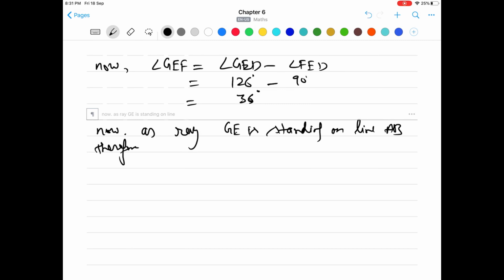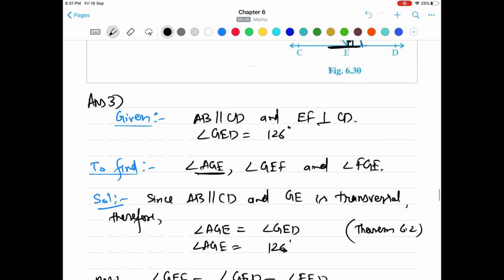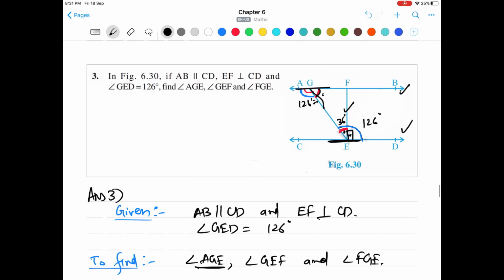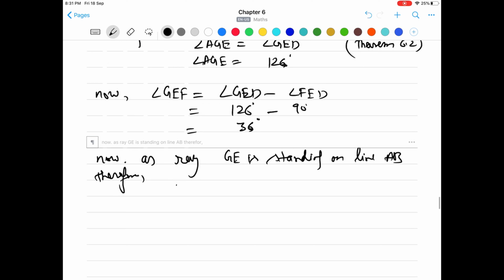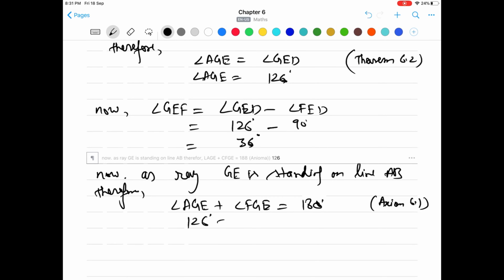Therefore, the sum of the two angles so formed, which are angle AGE and FGE, angle AGE plus angle FGE has to be equal to 180 degree. This is axiom 6.1, that if a ray stands on a line, then the sum of the two angles so formed is 180 degree. So AGE we have already calculated, which is 126 degree, plus FGE is equal to 180 degree.